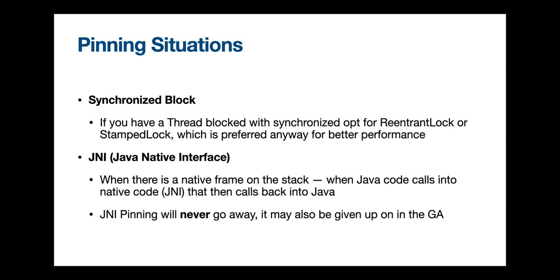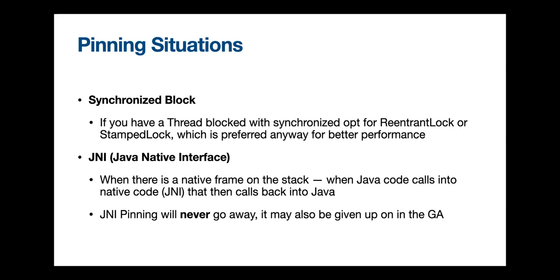So here are some pinning situations. A synchronized block, public synchronized void, public synchronized int. When you do that on the method, or if you have your own synchronized block, synchronized this or some other object, then that would cause a pinning situation. How do you avoid that? Use a stamped lock for it. Stamped lock performs better than a reentrant lock, and it's a preferred way for better performance.